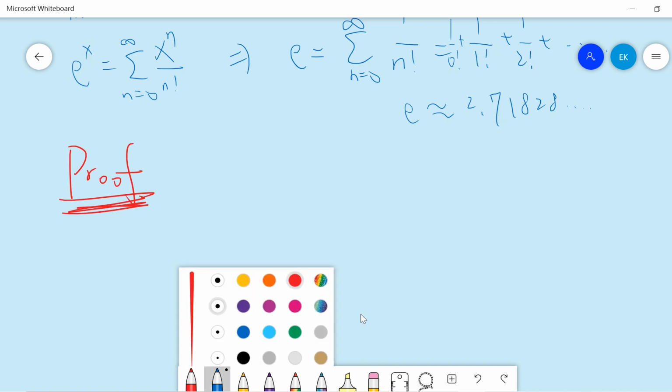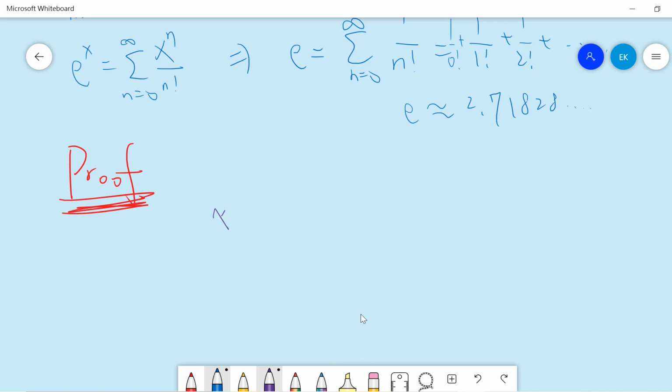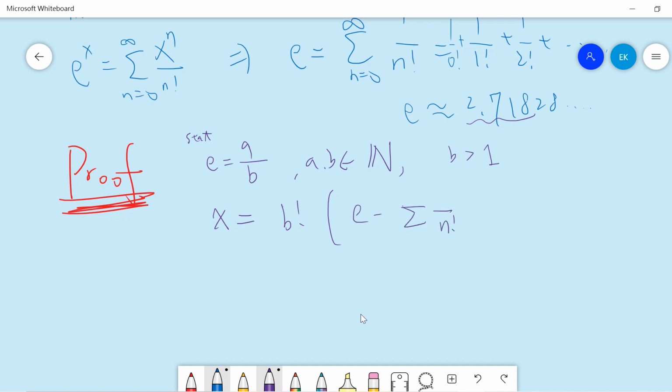To prove this, we first define a constant called x. To start, I can assume that e is rational. So I can say that e equals a over b, where a and b are positive integers, since we know that e is positive. We also know that e is not an integer, so b is larger than 1. Let x equal b factorial times (e minus the summation of 1 over n factorial from 0 to infinity).